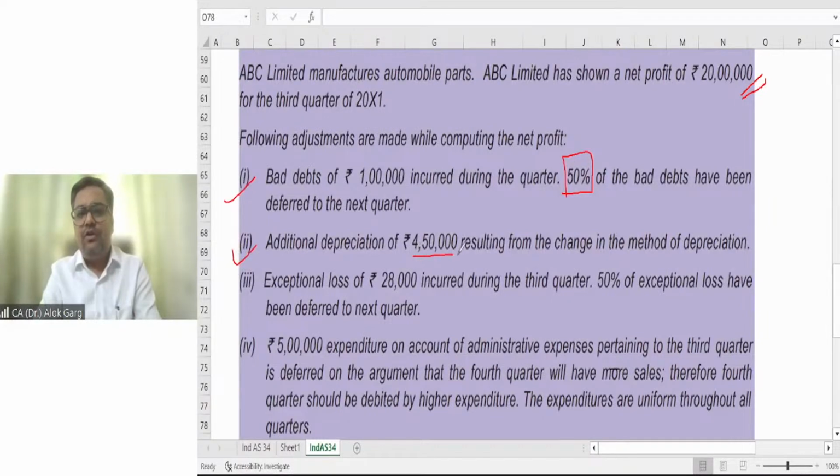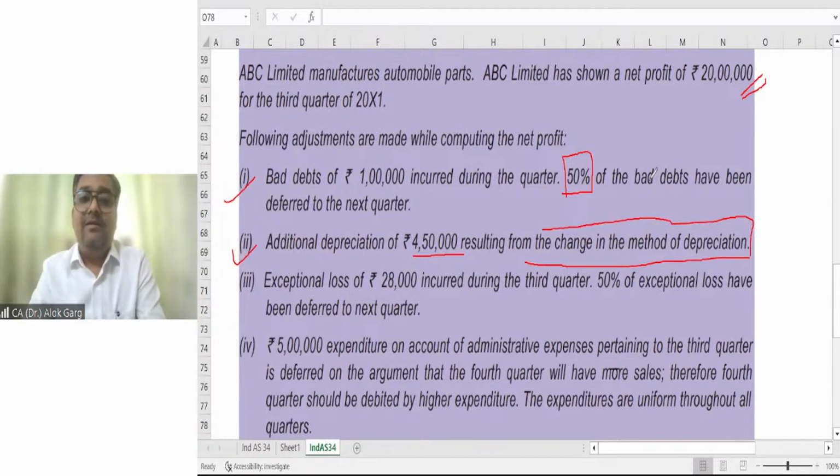Additional depreciation of rupees 4 lakh 50,000 resulting from the change in method of depreciation. So this change in method of depreciation, is it a change in policy or change in estimate? It's a change in estimate. Very good. So change in estimate has to be applied prospectively.